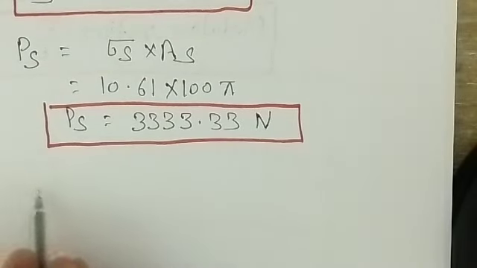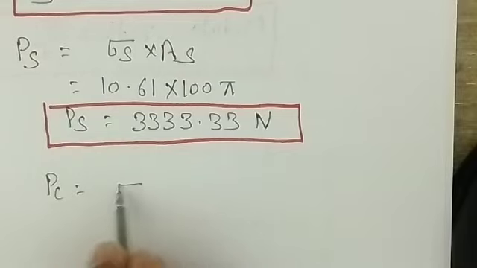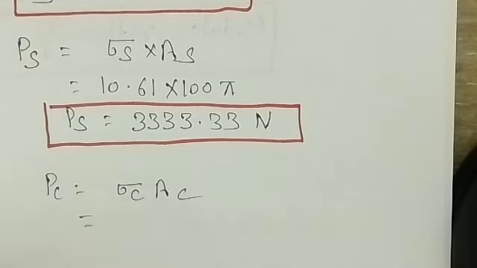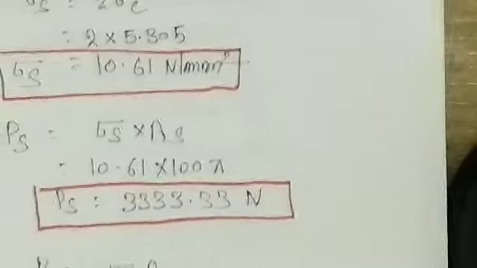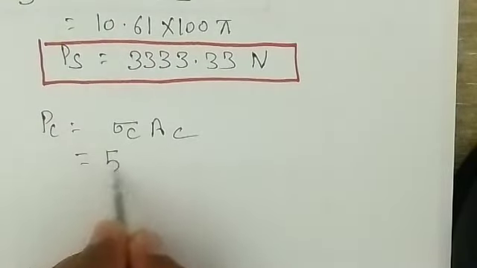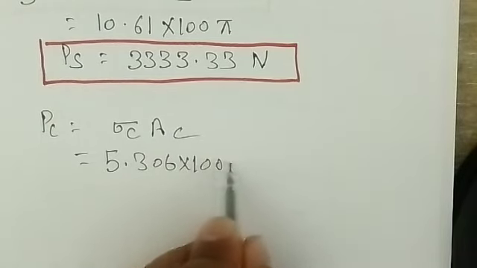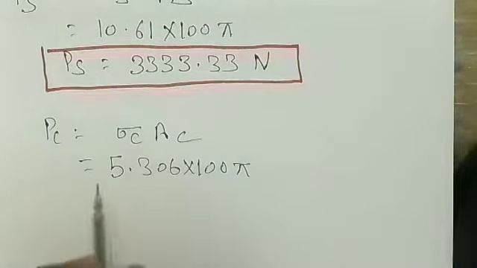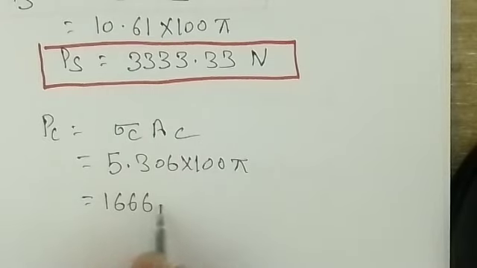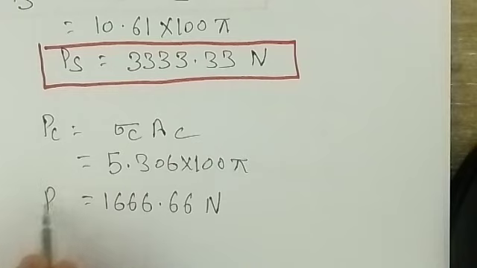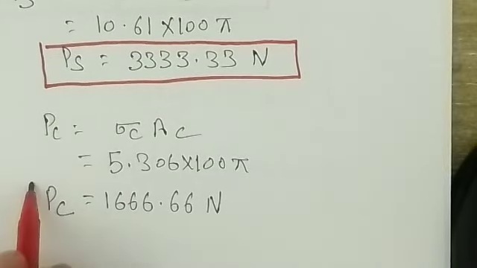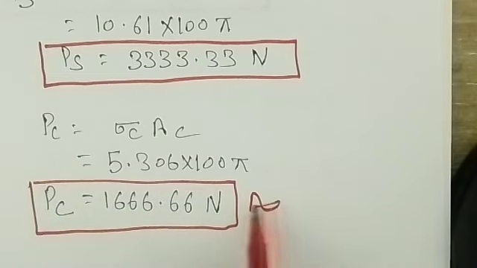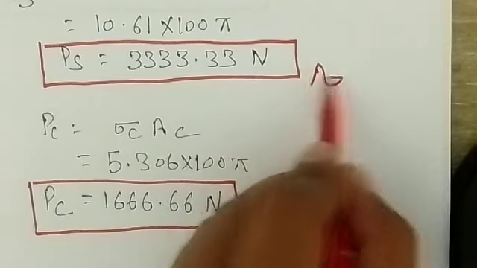So now you can say load carried by the copper, that PC, is equal to sigma C into AC. So sigma C is what? 5.306, right? So you can say 5.306 into 100 pi, which is your 1666.66 Newton. This is the load shared or carried by the copper. So one answer we got: stress in steel, load in steel and load in copper.